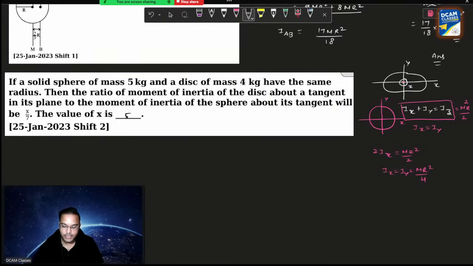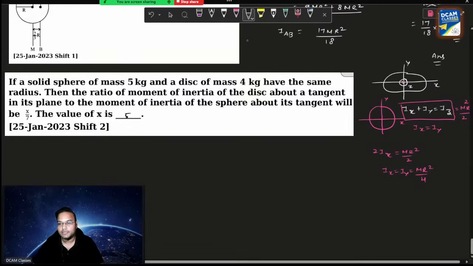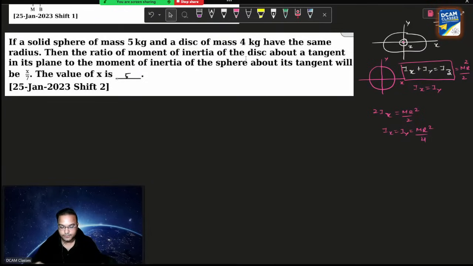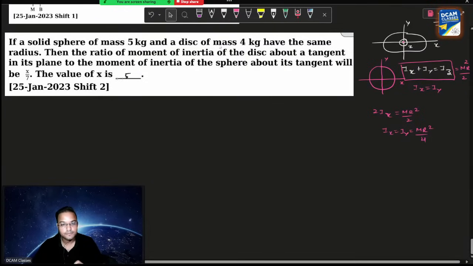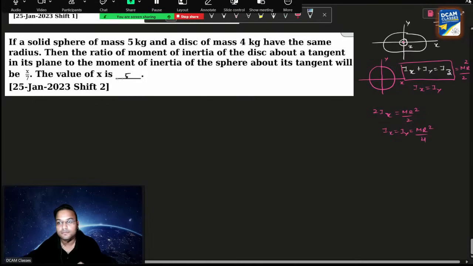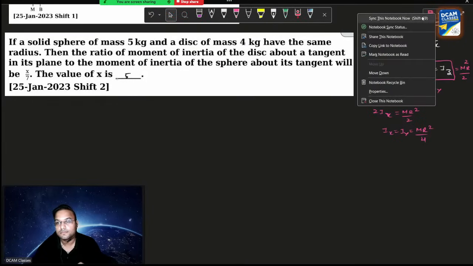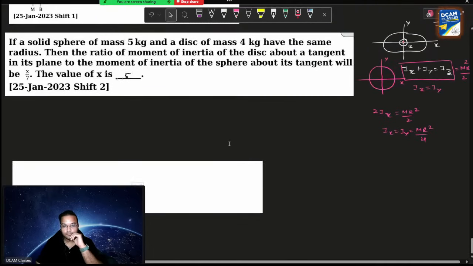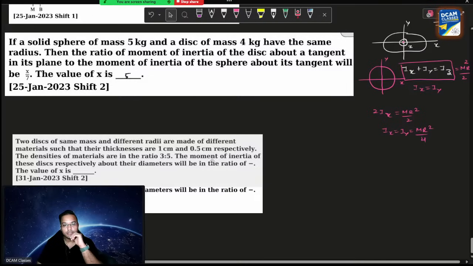I'll give you a few more questions. I'll give one interesting question here. See, on moment of inertia, in 2023 they gave one question. It's not that difficult, but it's somewhat tricky. You may make some mistake in this, I think. I may be wrong also. This is the question. Take this. Try solving this.